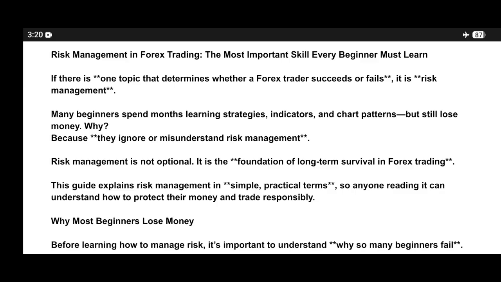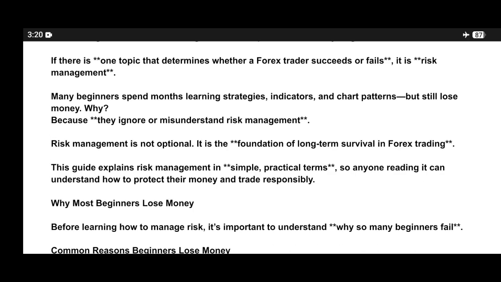Risk management is not optional. It is the foundation of long-term survival in Forex trading. This section helps explain risk management in simple, practical terms, so anyone watching this video and reading this can understand how to protect their money and trade responsibly. Are you getting me?